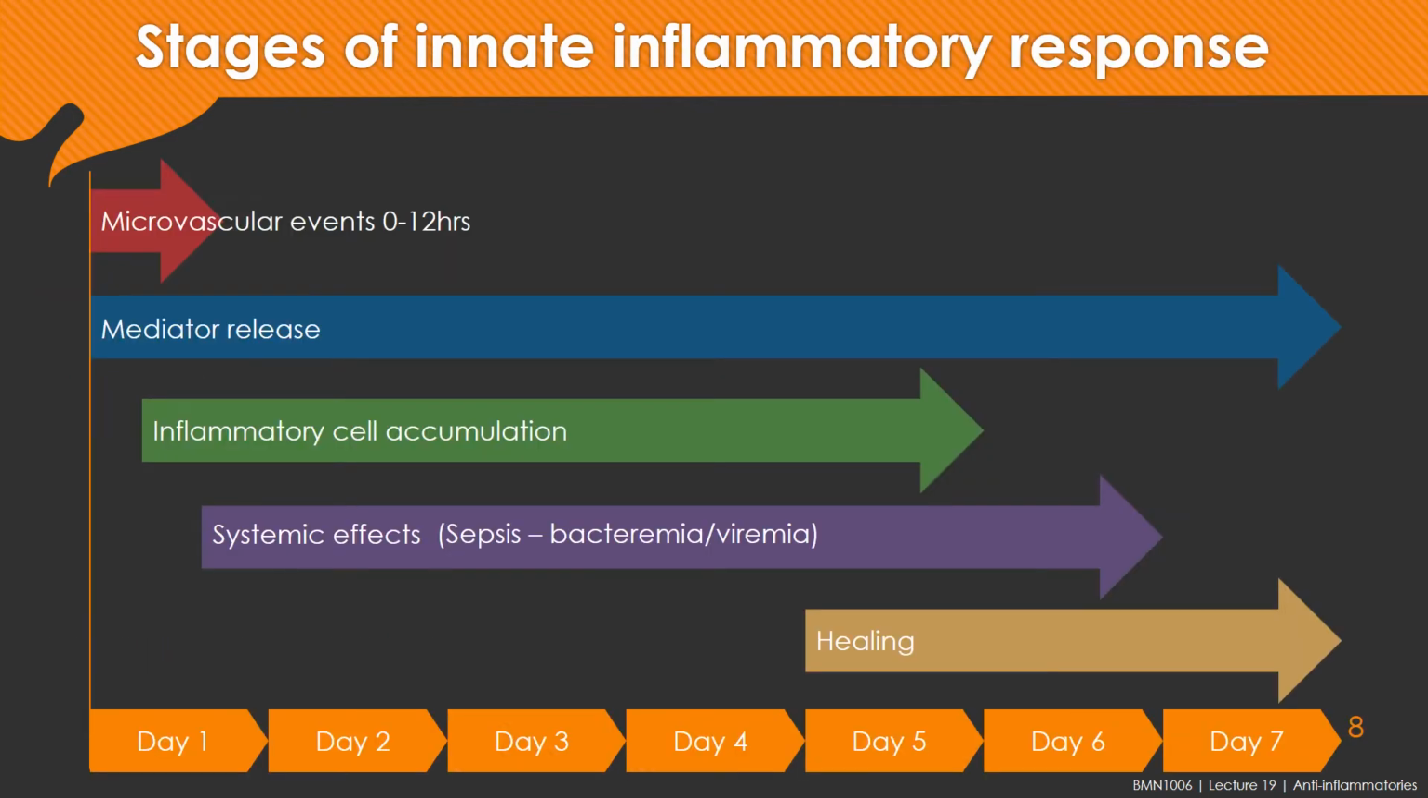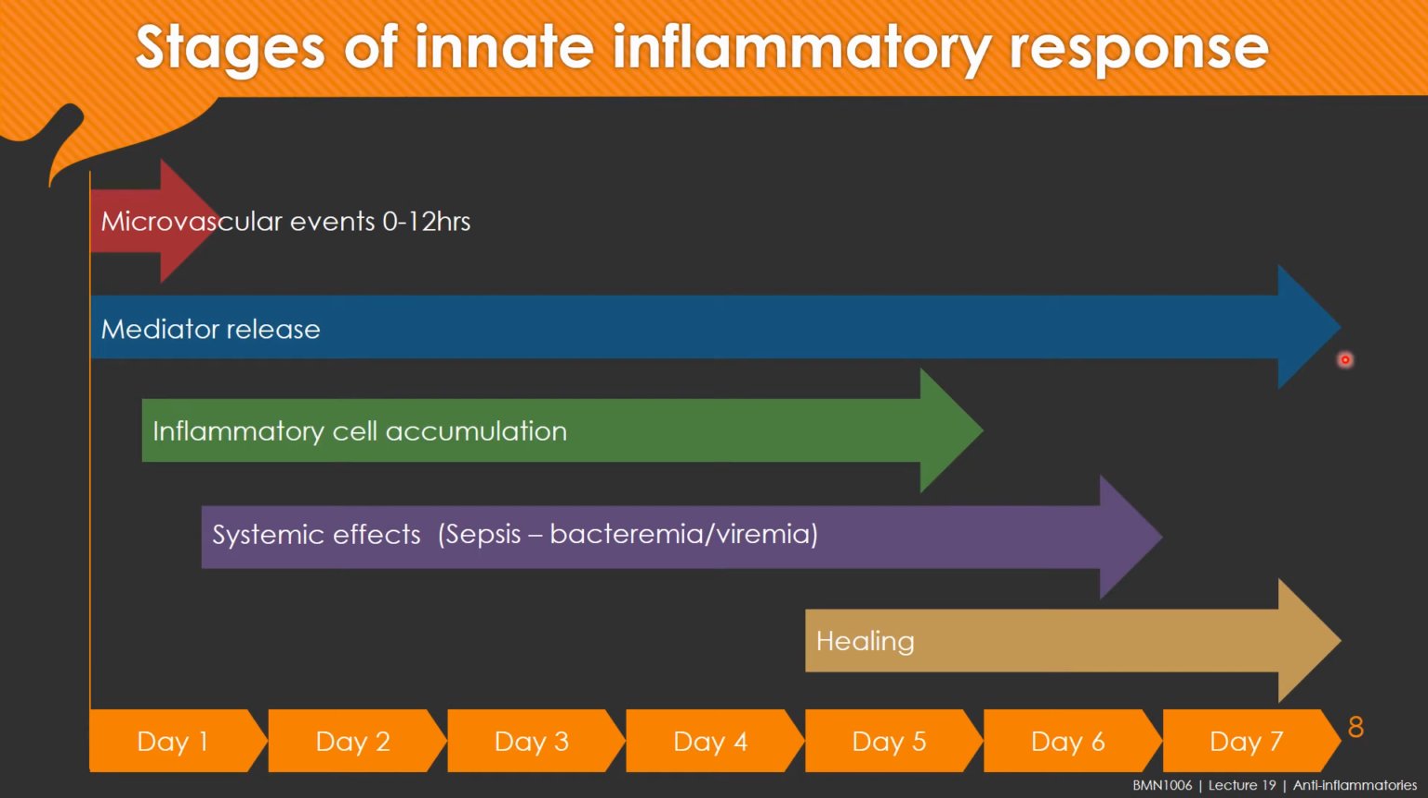So, what happens during inflammation? The first thing to happen is microvascular events. This includes vasodilation and increased permeability that happens pretty much immediately, and it could last up to 12 hours. While that is going on, you have the release of chemical mediators as a form of communication between different cell types.